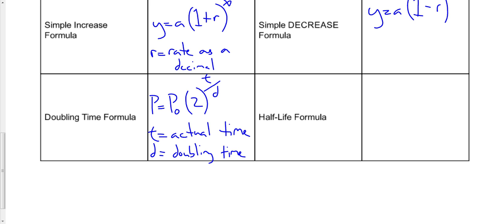The half-life formula is very similar to the doubling time formula, but in this case, instead of the population doubling, it's being cut in half. So in this instance, our final mass, M, is equal to M0, the mass of the original, times 0.5 to the exponent t divided by h. So t is the same. t is actual time, and h is half-life. And again, the half-life will be given to you in the question.